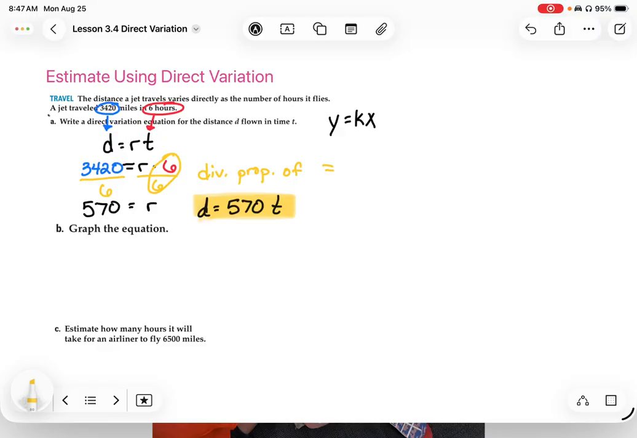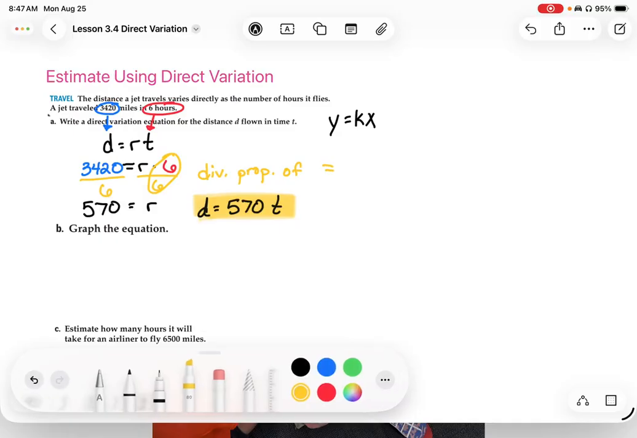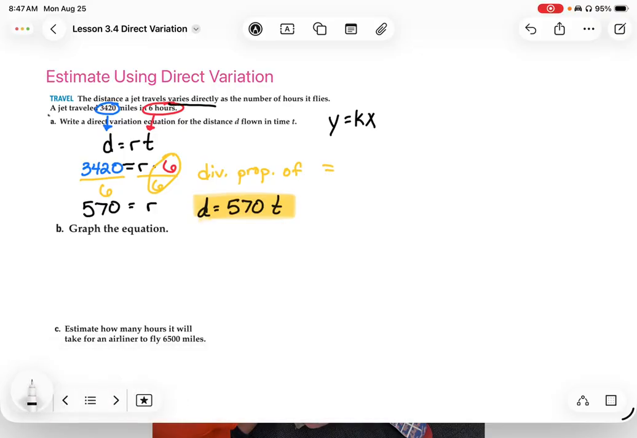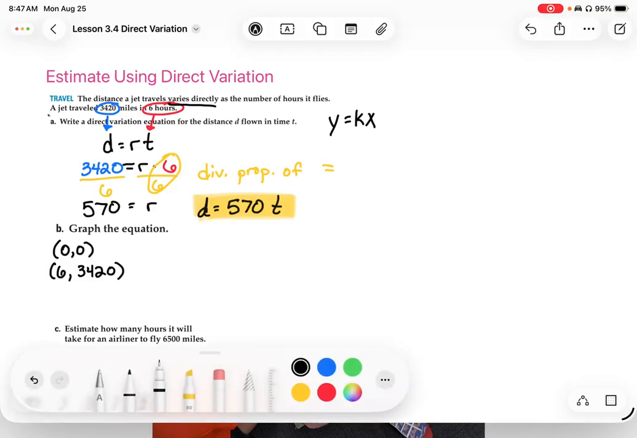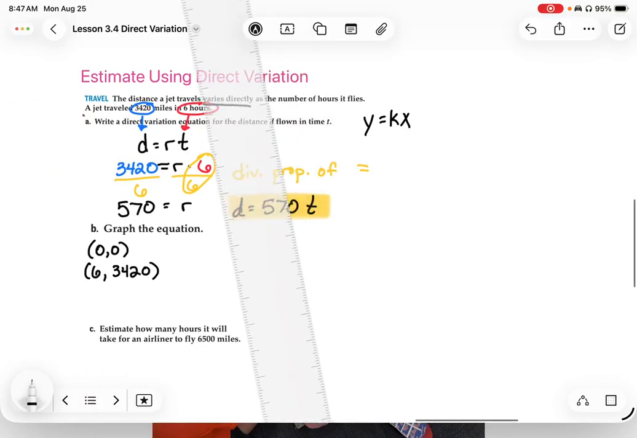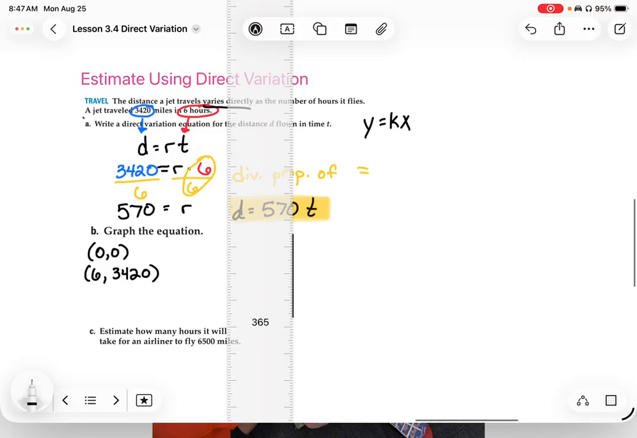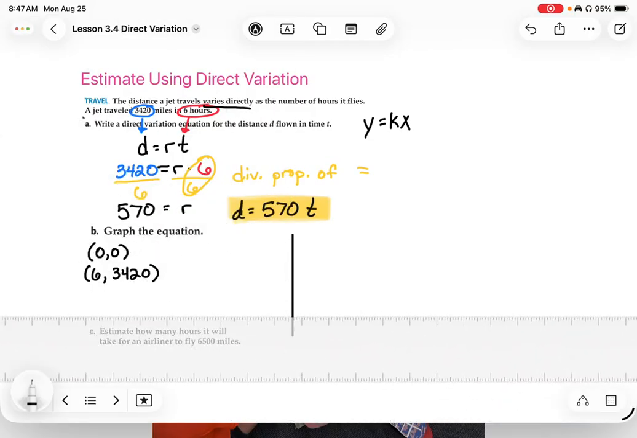Okay, next thing we want to do is graph the equation. To graph a line, we need 2 points. We know that this is a direct variation equation, not only because the problem says it varies directly, but also because we know that the jet will travel 0 miles in 0 hours. So one of our points can be 0, 0, and the other point can be the one the problem gives us. In 6 hours, it's gone 3,420 miles. So let's use those two for our points, and let's just do a real quick sketch.